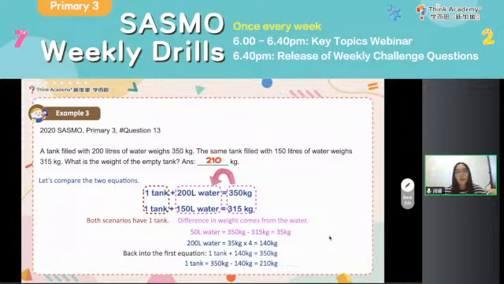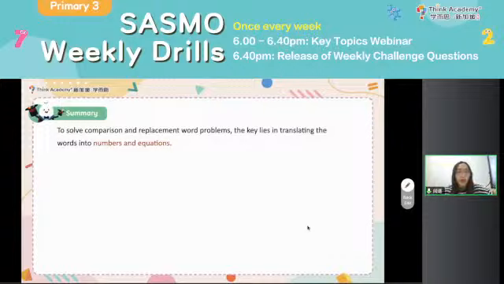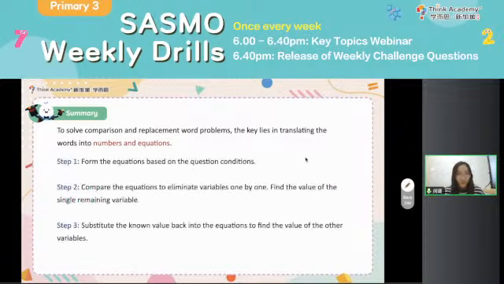So this is about the comparison and replacement word problem. The key point is you must understand the question correctly first and then move on to the equations part. For the equations, just try to compare, okay? Now, let's have a quick summary. To solve such word problems, the key lies in translating the words into numbers and equations. So the first step is to form the equations based on the question conditions. And the second step is to compare the equations to eliminate the variables one by one.